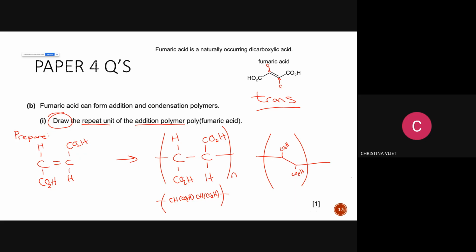I do think this is the clearest way of presentation, the first one that I showed you. This you'll often see in mark schemes. Just know if you see it like this in mark schemes, as long as it doesn't say you have to do it in skeletal, which most of these don't, you can write it whatever way your heart desires, as long as you make sure the octet rule is satisfied and your connections are at the right place. Okay, all right, so that was something that was addition polymer.